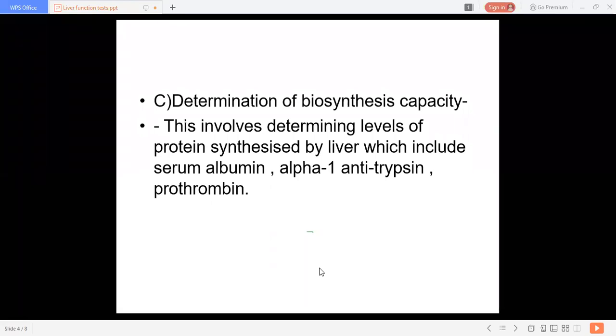If the levels of GGT are raised, then you have to undergo various other tests to determine the biosynthesis capacity of the liver or whether there is hepatocytic injury. The other tests you have to perform are alkaline phosphatase and aminotransferase along with GGT. So if the levels of GGT rise, you have to perform these other tests. The normal value for GGT is 9 to 48 units per liter.